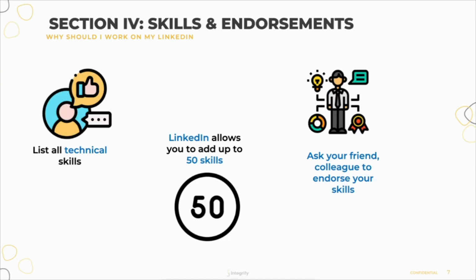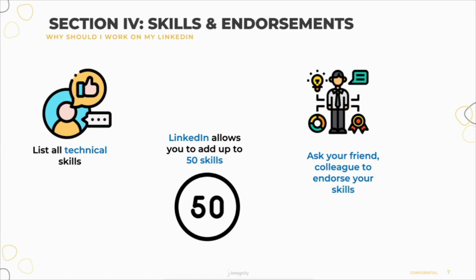One of the last sections that we cover is skills and endorsements. So listing all your technical skills. LinkedIn allows you to add up to 50 skills and then to rearrange your particular skills depending on what your skills are, what sort of jobs you want to apply for, and how you want to brand yourself.